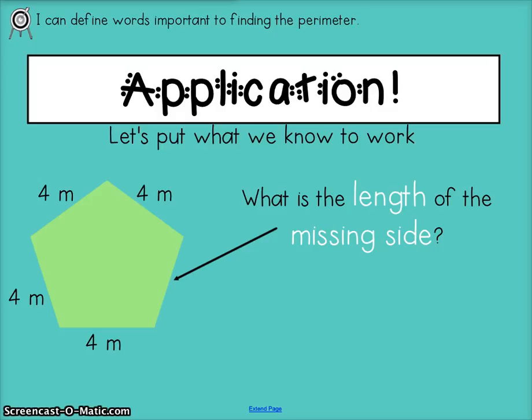Let's put what we know to work again. What is the length of the missing side? Well, I know that it's talking about the 1, 2, 3, 4, 5 pentagon that I see on the left. So the length of the missing side, well, that sure looks like a regular pentagon, and a regular shape has all the same side lengths. Think about it on your own. Okay, I know that because all of the other ones are the same length, this is going to be 4 meters, and this time I'm going to make sure to include my units.